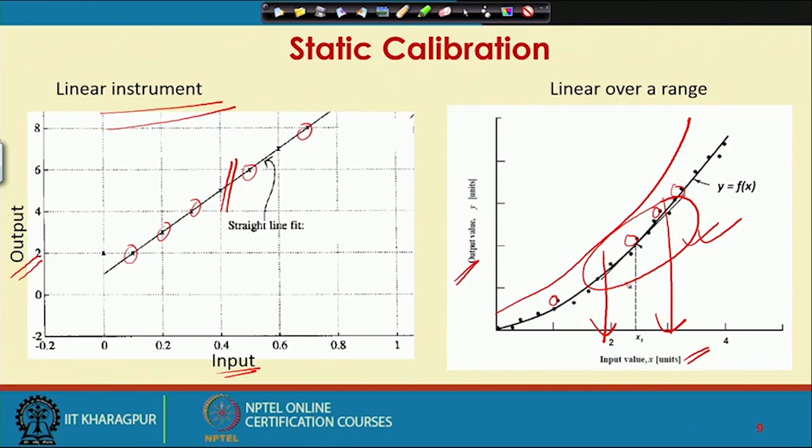but if I talk about this range, this instrument is not linear over the entire range. So, oftentimes we try to make use of those properties or principles which will give me a linear relationship between an input and output. In other words, the principles of measurement will be chosen such that I can obtain a linear instrument. That may not be possible always, but if it is done, you will get a linear instrument, you will get a linear calibration, and the interpolation and extrapolation will be much easier.